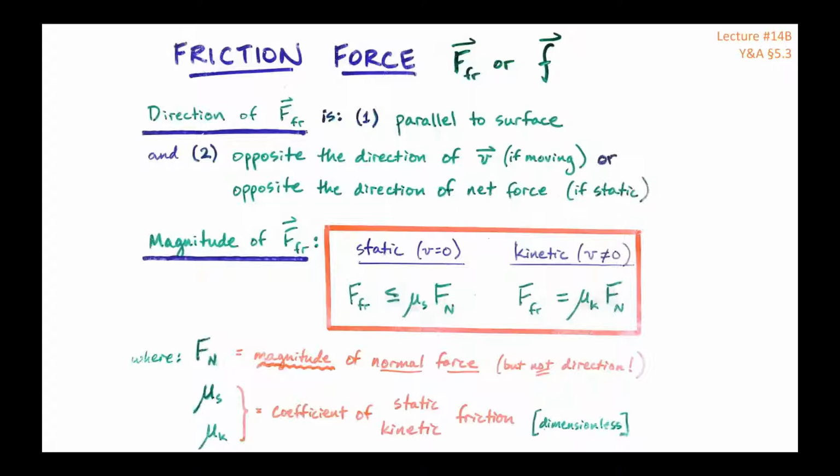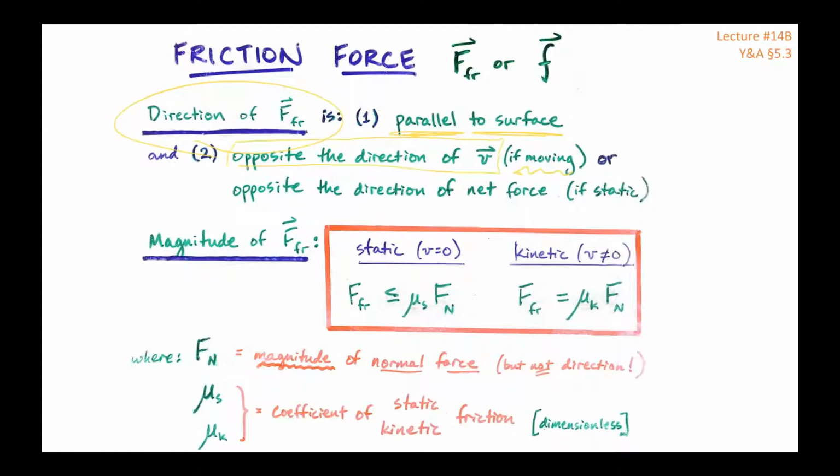So let's start off by talking about the direction and the magnitude of the force that results from surface friction, from the contact of an object with a surface. First of all, the direction of the friction. That direction is always going to be parallel to the surface. So whether it's static or kinetic, the direction of the friction force will always be parallel to the surface of contact.